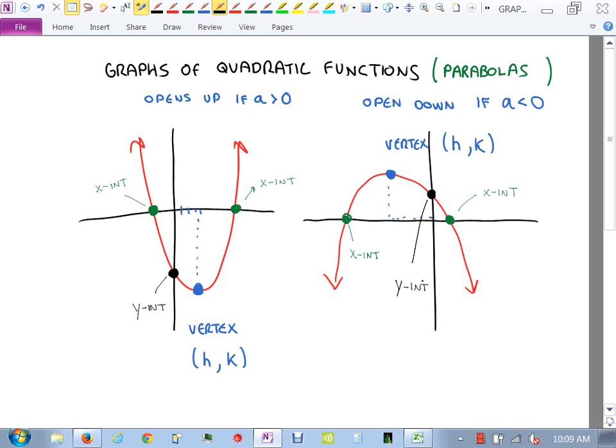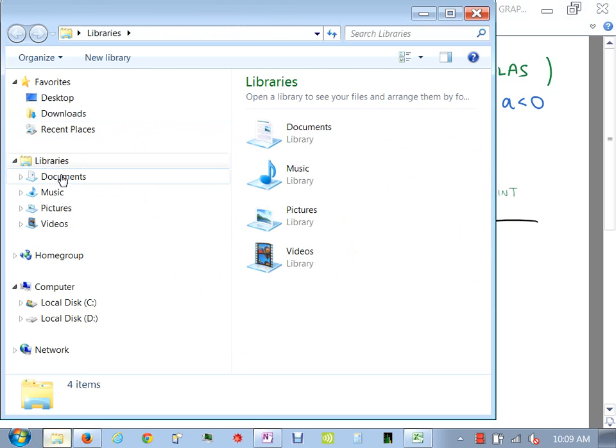Will you always have a vertex? Will you always have x-intercepts? Will you always have a y-intercept? Let's just see what scenarios we could run into. But this is the general picture of a parabola, okay? I'm going to bring something up here for us to play with.